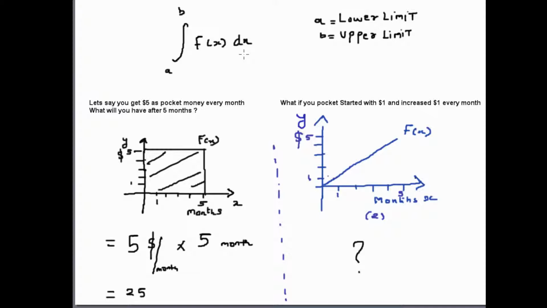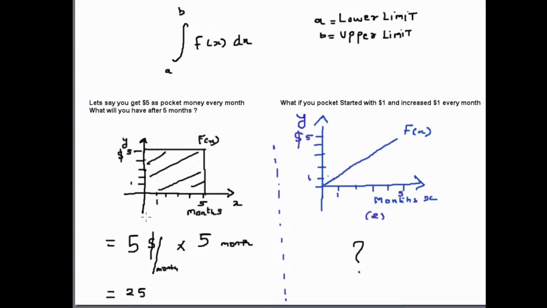All right, now let's take an example. Now let's say that you have $5 as pocket money every month. So if you want to calculate what you're going to get after 5 months, this is easy to do because it's just 5 into 5 and you get 25. But let's try to express this in this theorem.